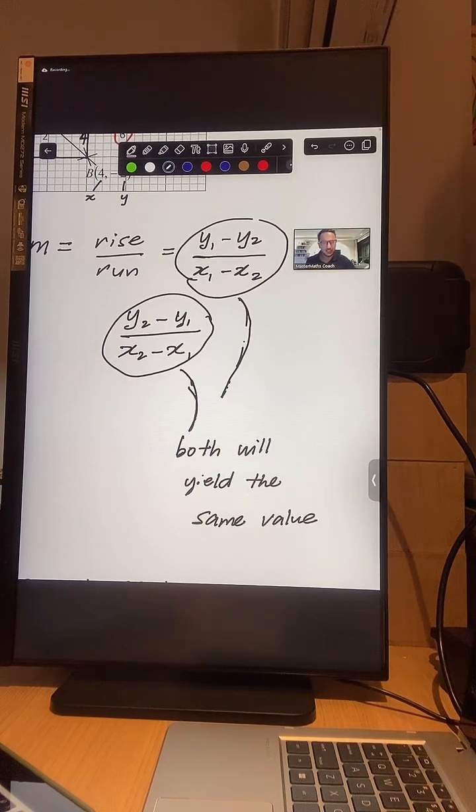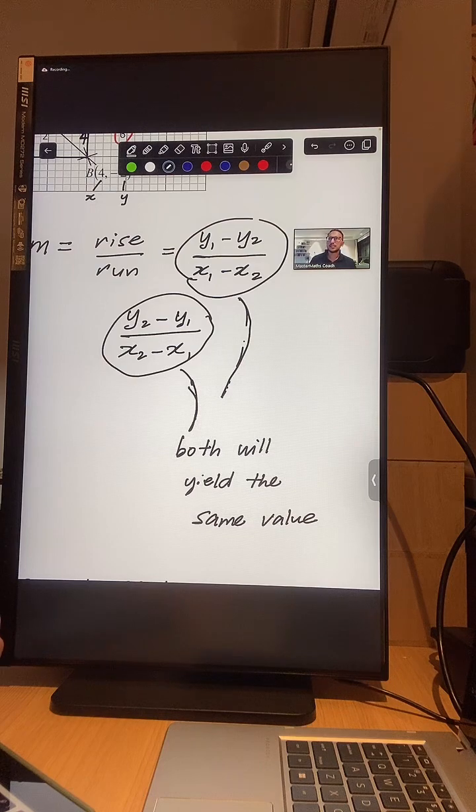So very easy for you to memorize. Doesn't matter whether you memorize y1 minus y2 over x1 minus x2, or y2 minus y1 over x2 minus x1. What are the 1 and the 2 here? They are subscripts. To find the gradient, you need to have 2 points. When you have 2 points, you will have 2 values for y and 2 values for x.